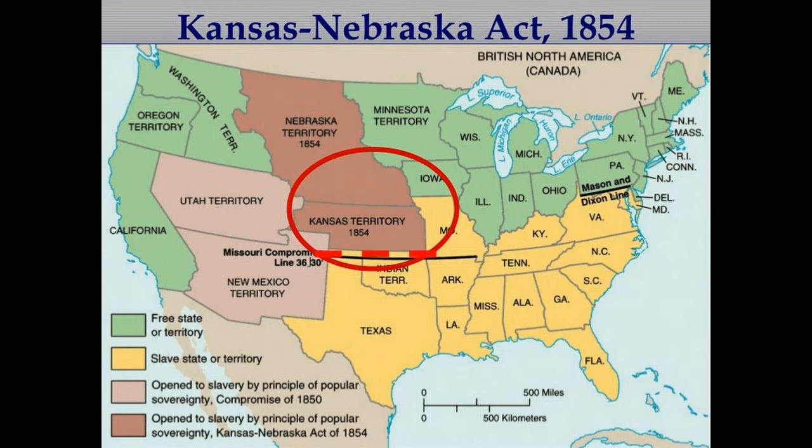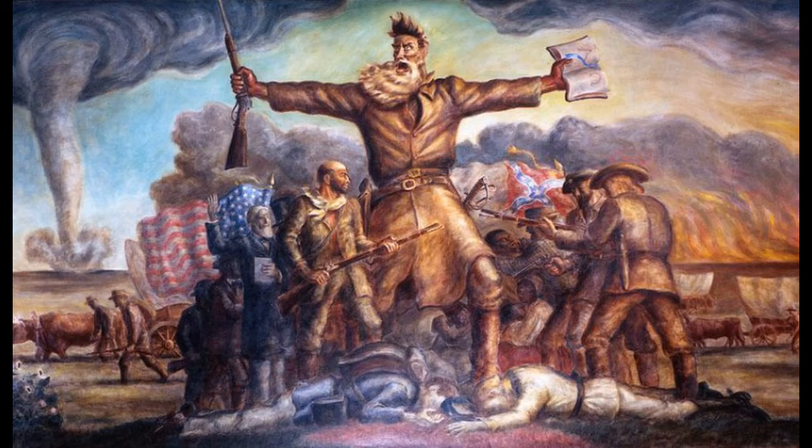The Kansas-Nebraska Act was based on popular sovereignty, allowing settlers in new territories to determine if they wanted to be a slave or a free state. North and South competed to send the most settlers into this region. This quickly led to violence, and the territory became known as Bleeding Kansas.